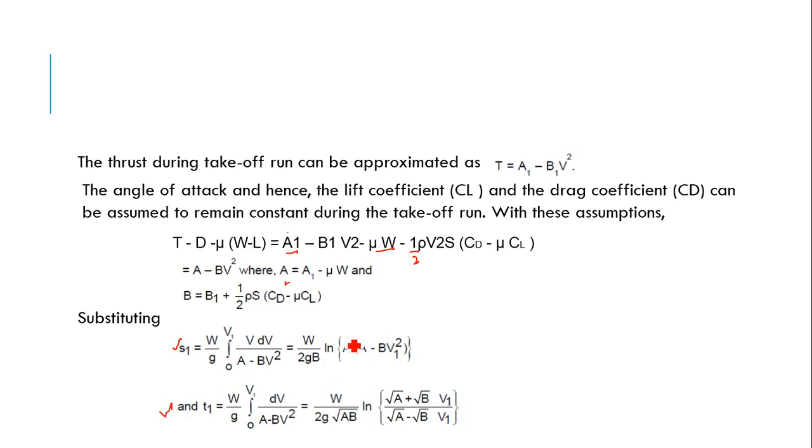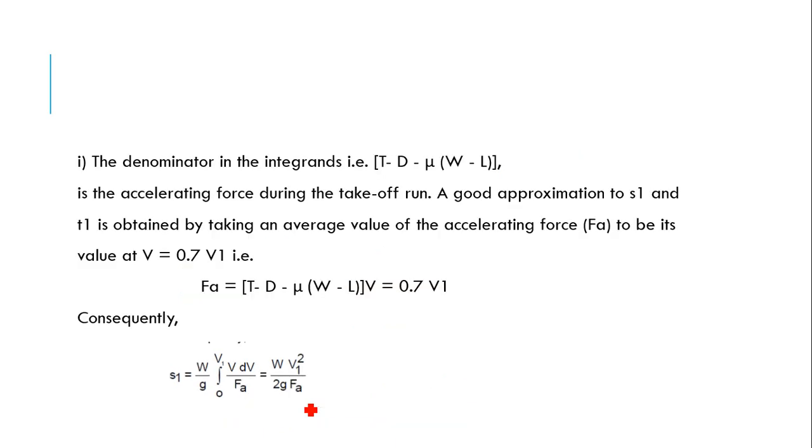By finding the values of A and B and also W, and by knowing these, we can easily find the value for S1. And if we have the values for A, B and also V1, we can easily find the value for T1 also. So the time taken for the ground run and the distance covered during the ground run are calculated by using this formula.